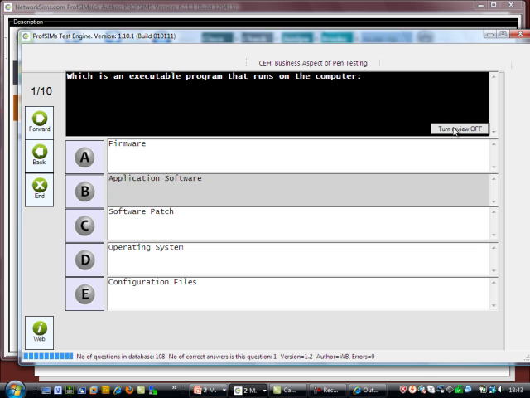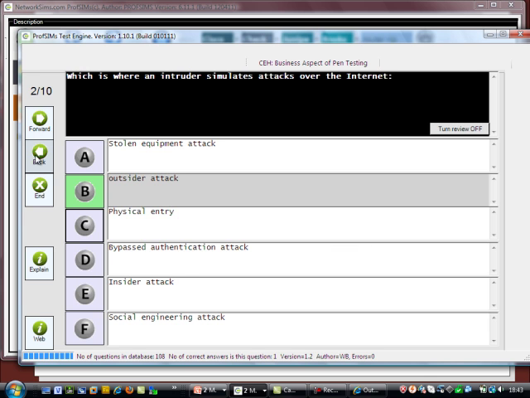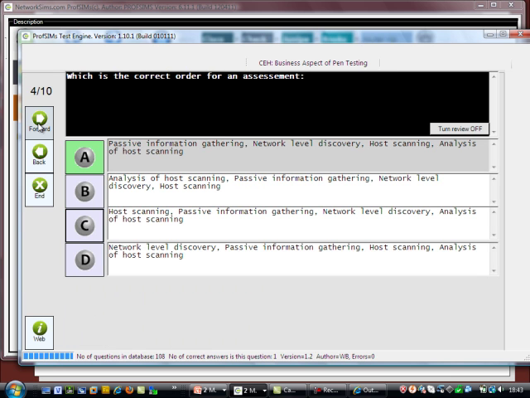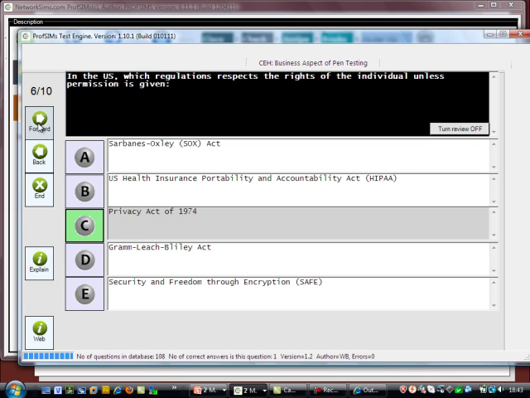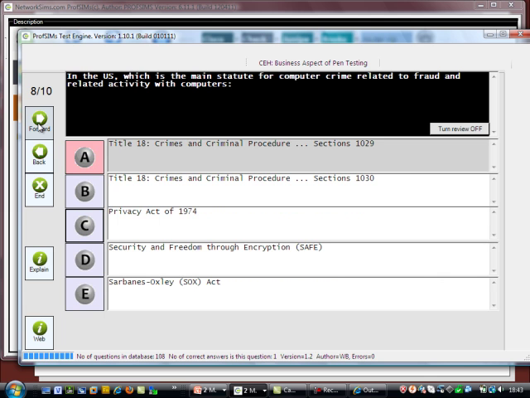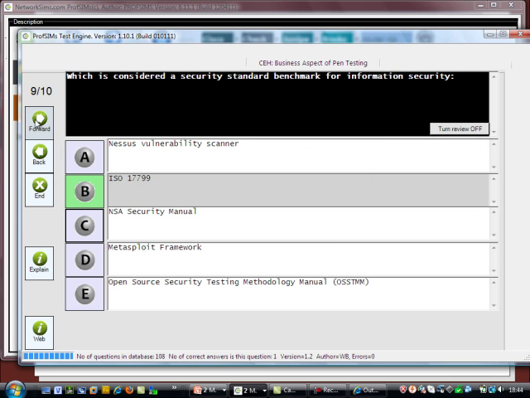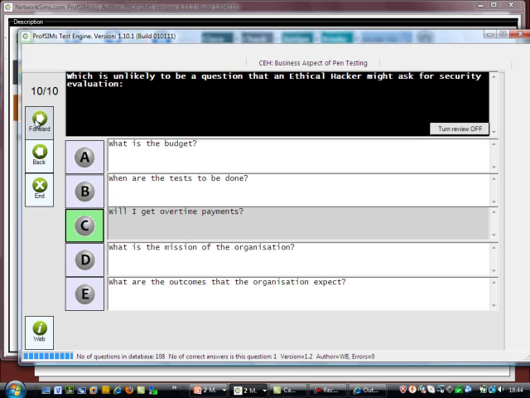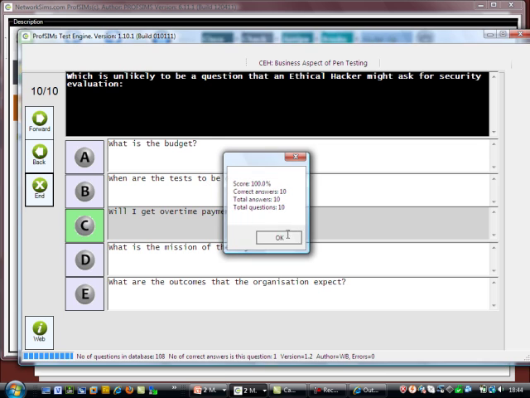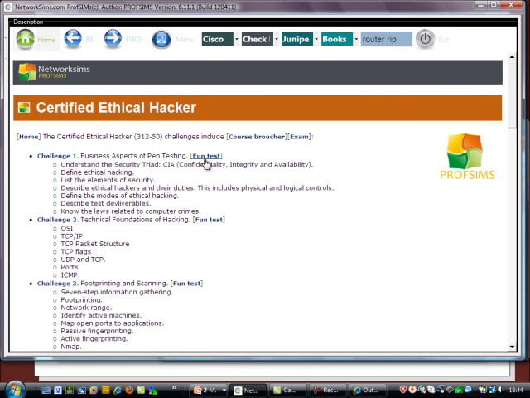Okay, so let's have a look at how we've actually done. We got that one right, that one correct, that one correct, correct, correct, correct, correct. Oh, so the main statute for computer crime related to fraud and related activities is section 1030. We got that one right and that one right. So that shows a basic test. Let's have a look at the fun test.